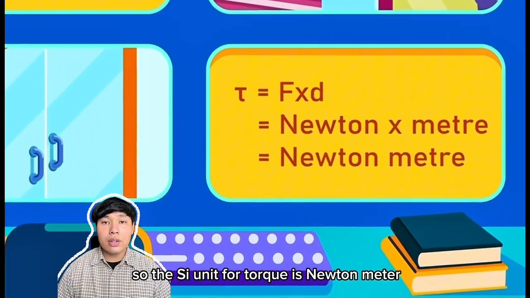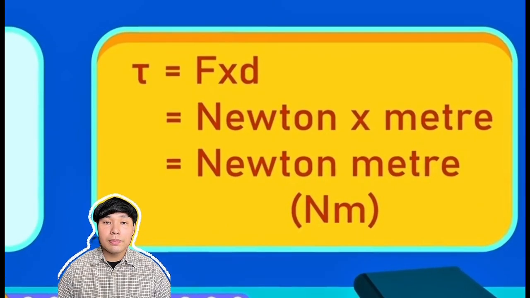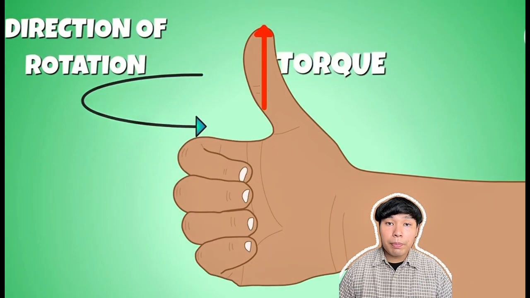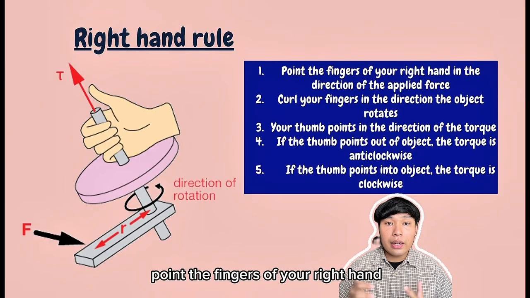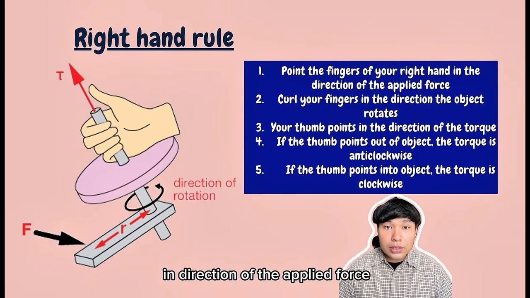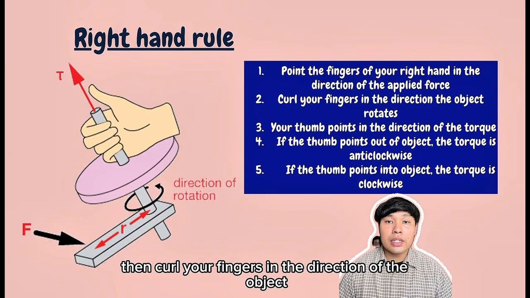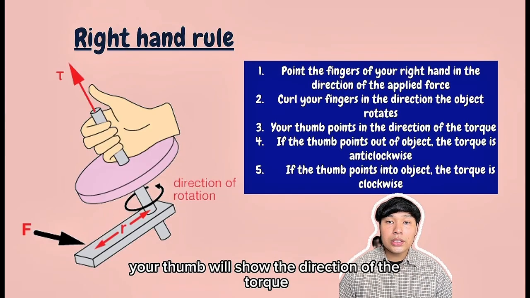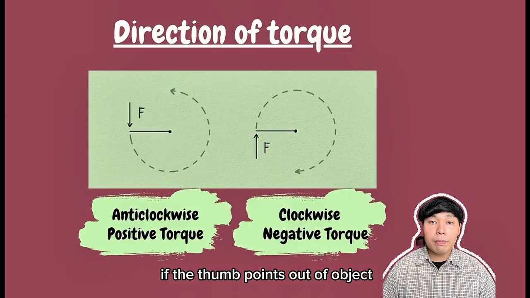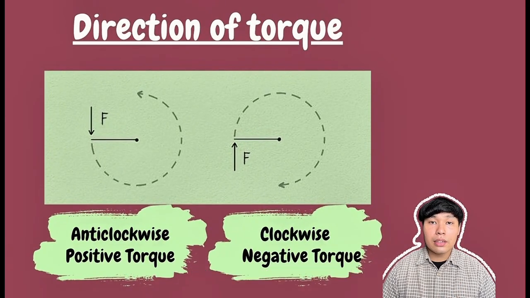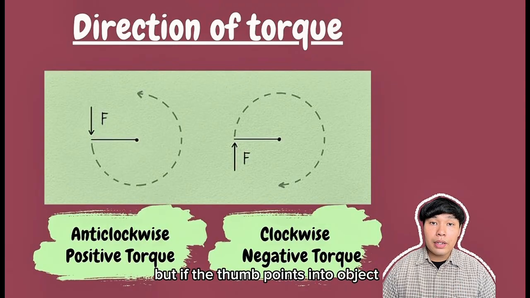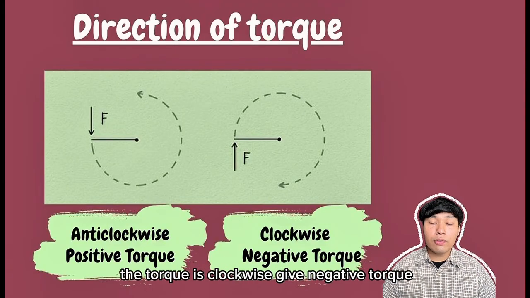So the SI unit for torque is Newton meter. The right hand rule can determine the direction of torque. Point the fingers of your right hand in the direction of the applied force, then curl your fingers in the direction the object rotates. Your thumb will show the direction of the torque. If the thumb points out of the object, the torque is anti-clockwise. This will give positive torque, but if the thumb points into the object, the torque is clockwise, giving negative torque.